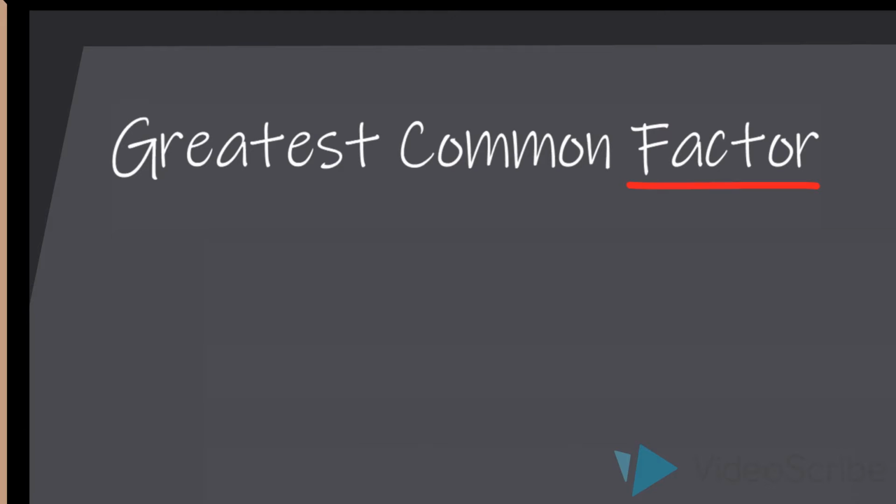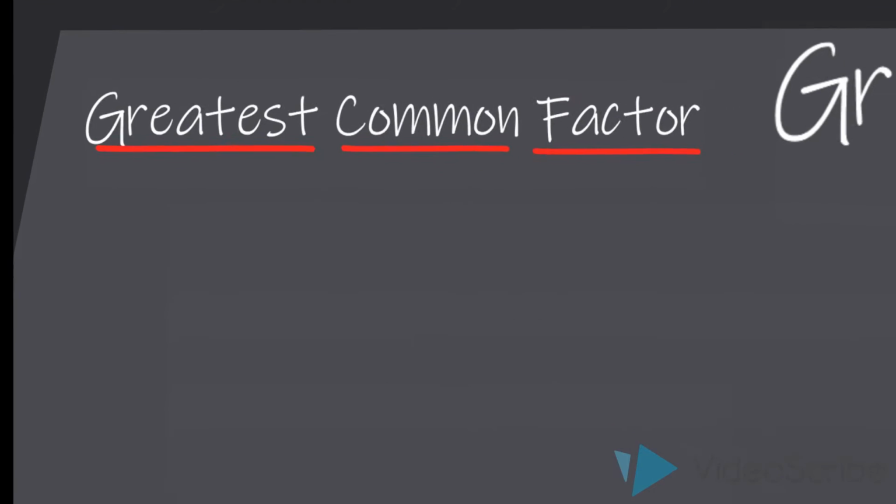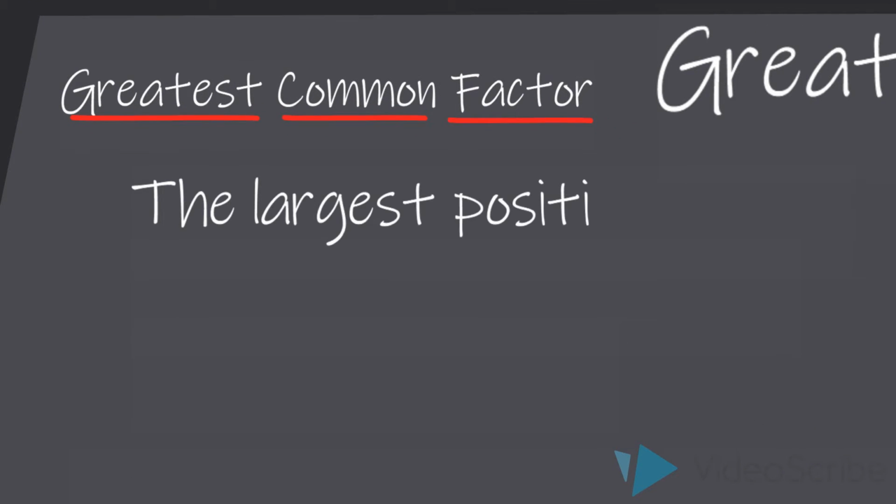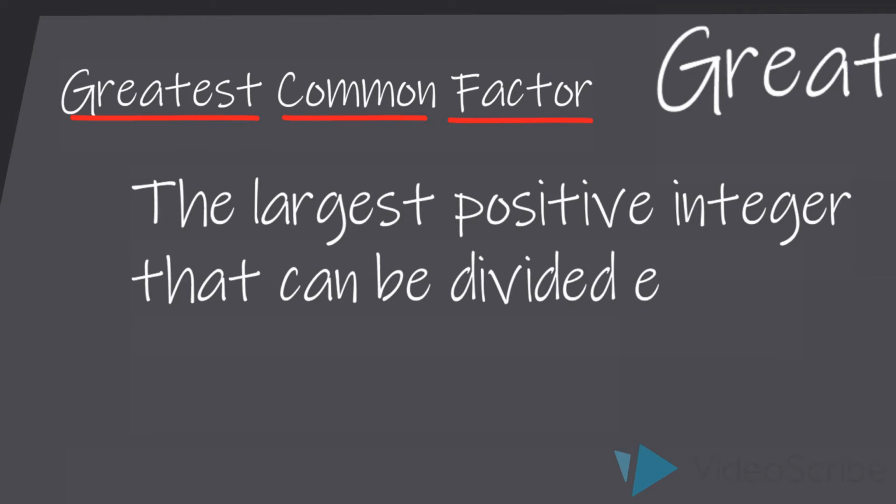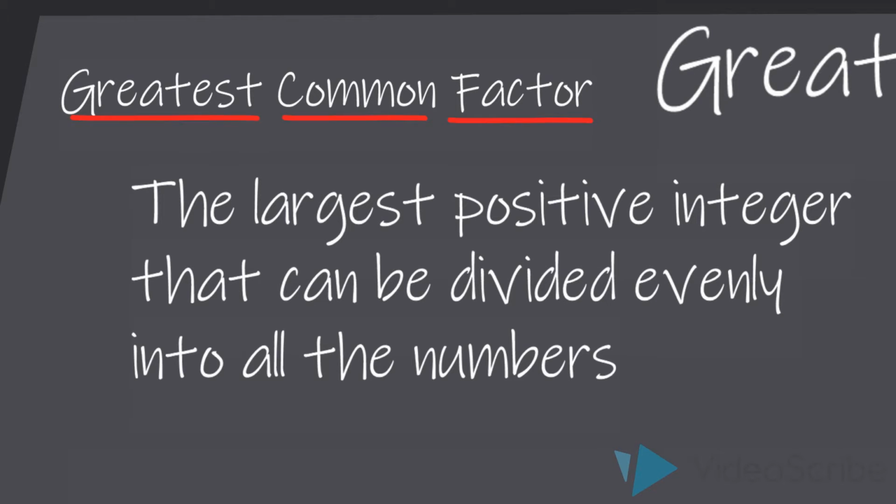Beginning at factor, we are looking at and comparing the factors of two or more numbers. Our middle word is common. When comparing these factors, we want to see what factors these numbers share or have in common. Finally, we have the word greatest. When we look at all the factors that a set of numbers have in common, we want to find the greatest common factor. Another way of thinking about it is that the GCF is the largest positive integer that can divide evenly into all the numbers.